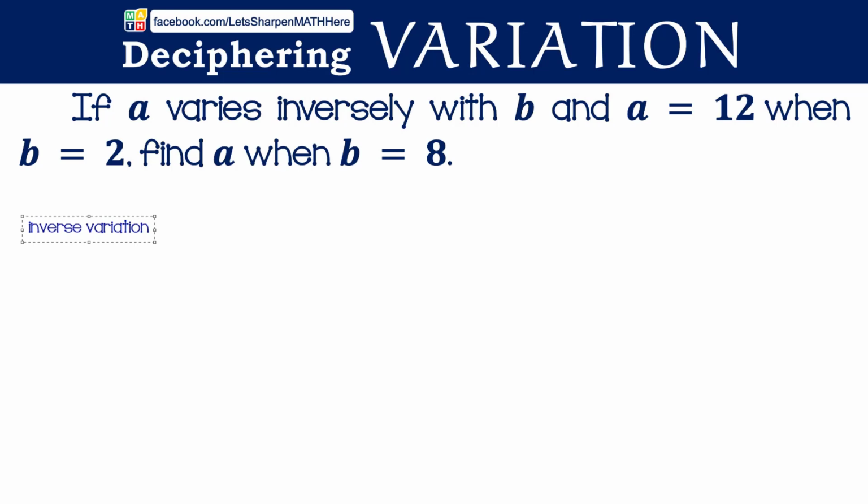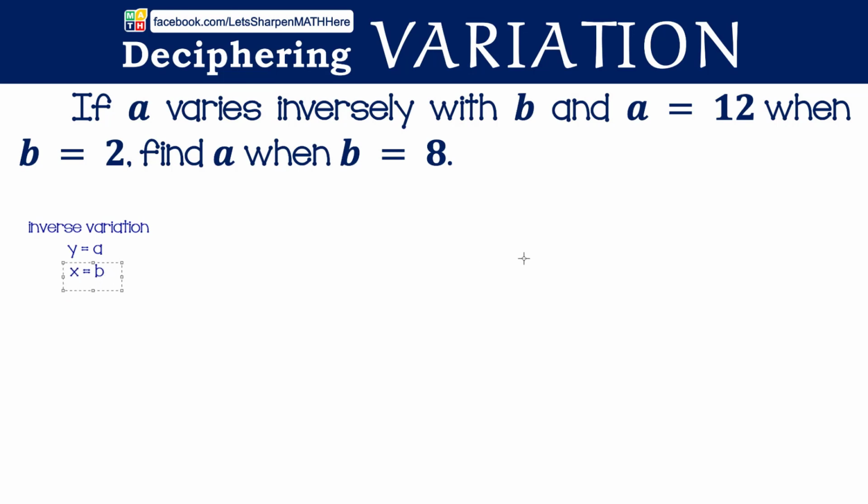It doesn't mean that because A starts before B in alphabetical order, A should be the independent and B would be the dependent. It depends on how it is stated in the problem. Here, if A varies inversely with B, this would mean that A is your dependent variable, which corresponds to your Y, and B is your independent variable, which corresponds to your X.